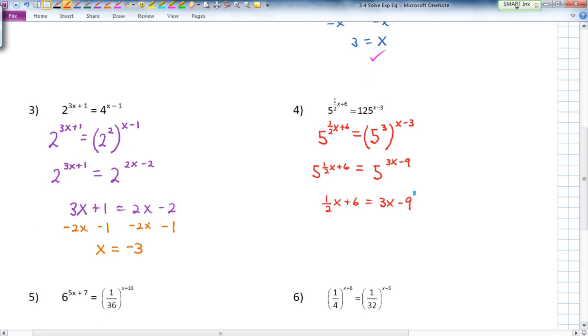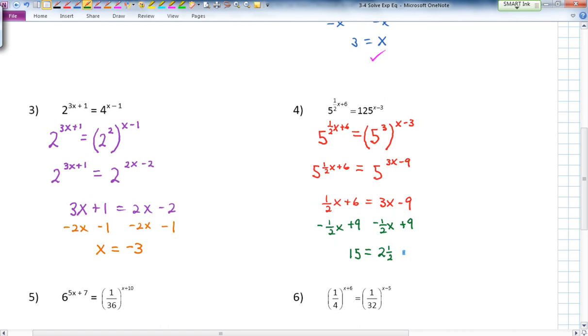I need to subtract 1/2 x on both sides. Subtract 1/2 x. Subtract 1/2 x. I'm going to add 9 on both sides at the same time. On the left side we end up with 15. On the right side you end up with 2.5x.